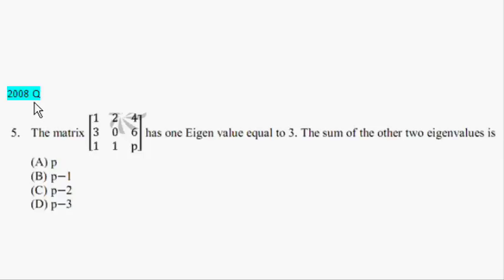This is a 2008 problem. The matrix has one eigenvalue 3. The sum of the eigenvalues is equal to the sum of the leading diagonal elements. So 1 plus p is equal to 3 plus lambda 1 plus lambda 2. So lambda 1 plus lambda 2 is equal to 1 plus p minus 3. So p minus 2 is the correct answer. C is the correct answer.